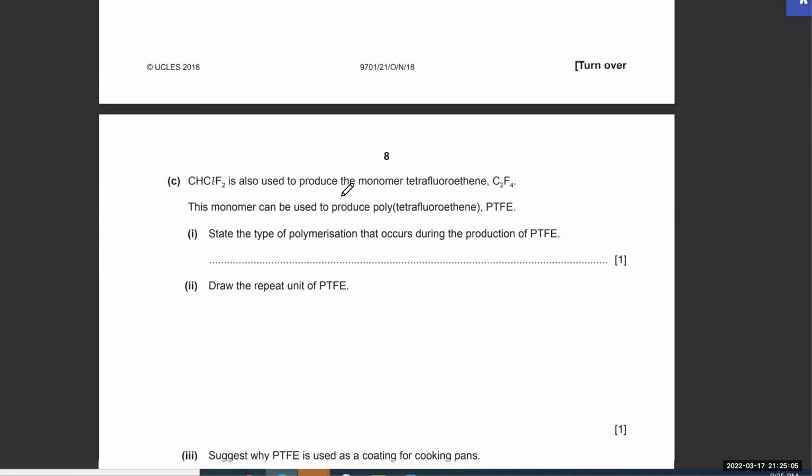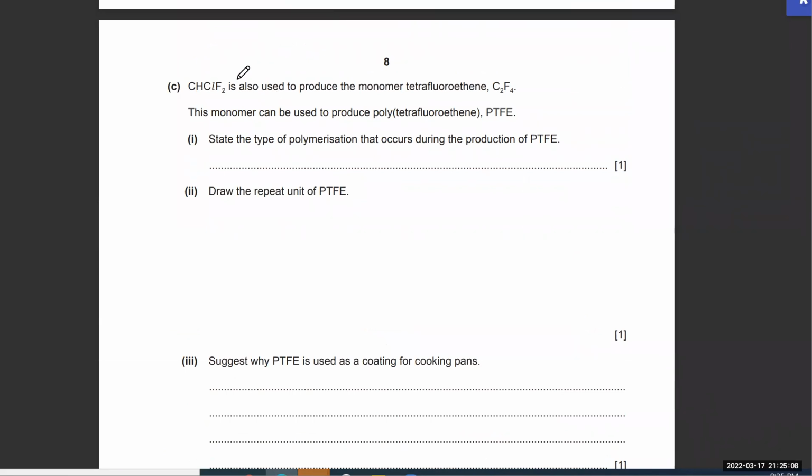Let's move to the next one. The organic part: CHCl2F2 is also used to produce the monomer C2F4. This monomer can be used to produce PTFE. State the type of polymerization that occurs during the production of PTFE. That is addition polymerization, because it's an alkene. They're asking you to draw the repeat unit. It's going to have fluorines, 4 of them, C2F4. And it will bond with other monomers, which would be exactly the same. The double bond between them is going to go away.